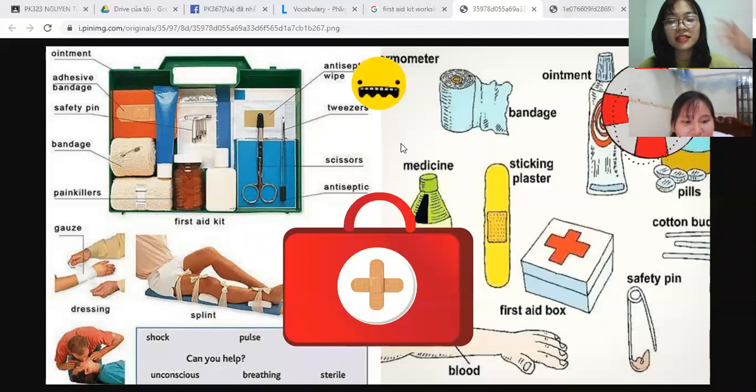The last lesson we already learned about some vocabulary, but this one is new. I find a picture, the whole picture for everything you can see in the first aid kit. Okay, do you have this first aid kit in your house?